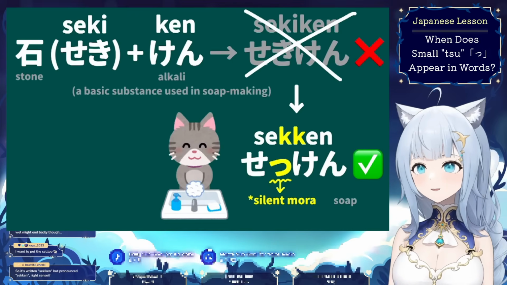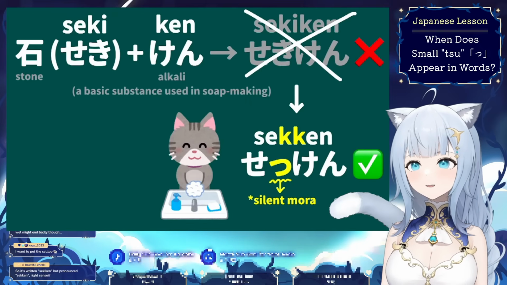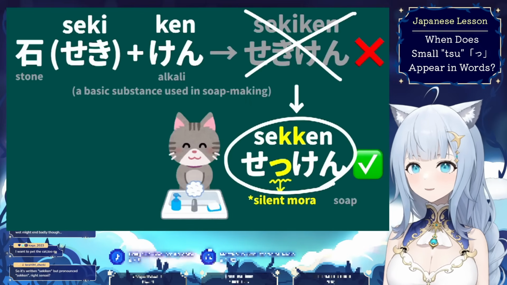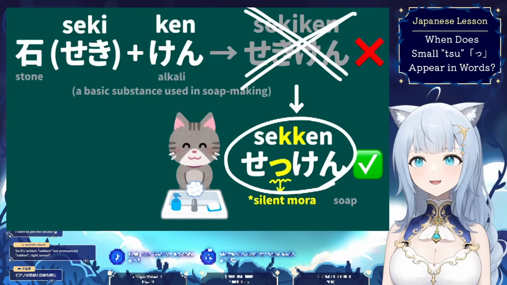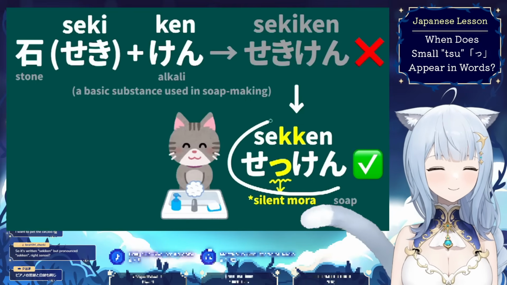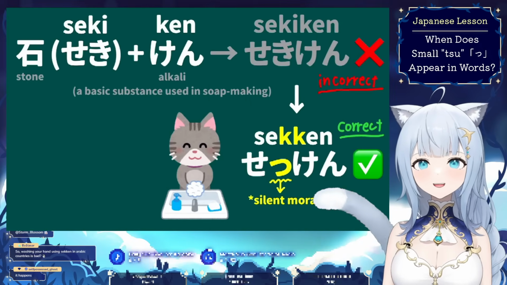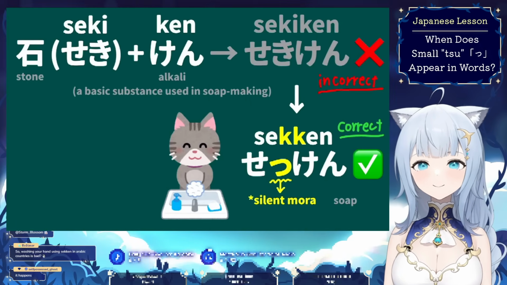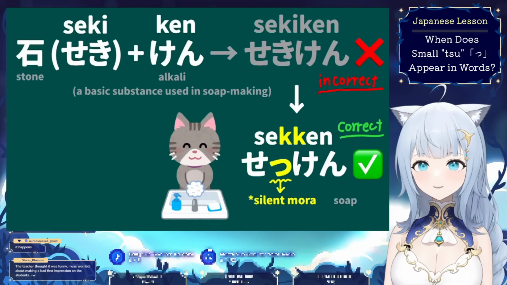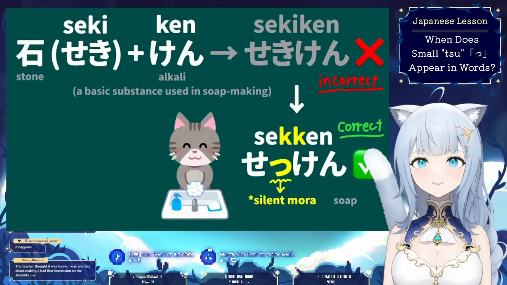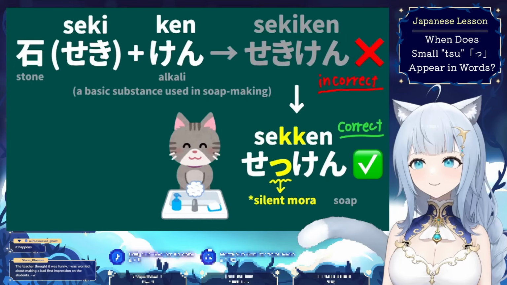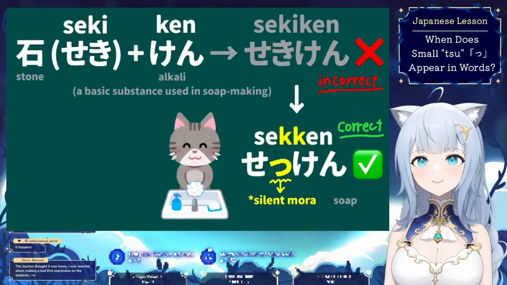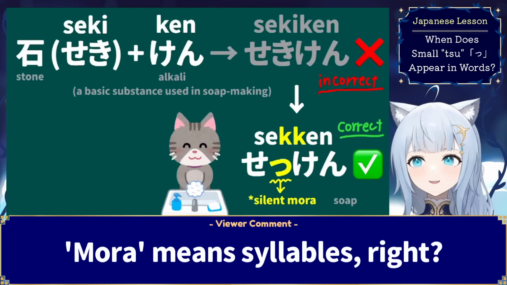This is incorrect. When you want to say and write soap in Japanese, sekken is correct. Writing and speaking are the same, only with small tsu. This is sekken, which means soap. So small tsu is a silent mora. The second mora will be silent. Sekken, sekken. It's sekken. A mora is kind of like a syllable.